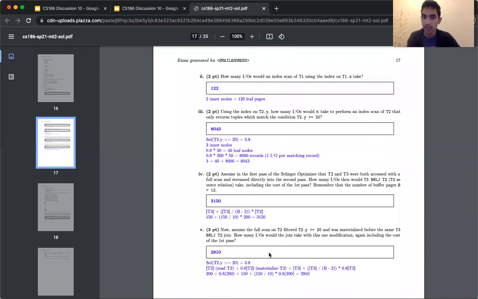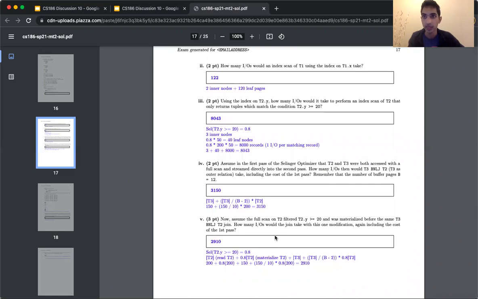Okay, the next question is saying, now we're doing some filtering on T2. So now assume that the full scan on T2 is filtered with T2.y is greater than or equal to 20, and then materialized before the same T3 BNLJ T2 join. How many IOs would this take? And so now we're doing something very similar to before, but instead we're doing materialization. So we need to calculate the IOs of reading in T2, materializing it, and writing it out.